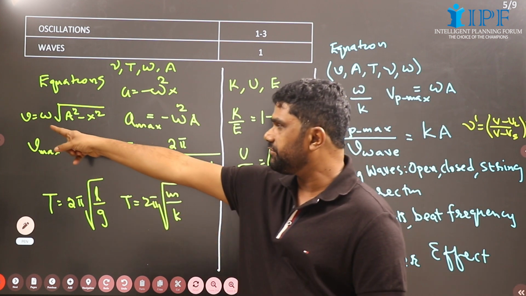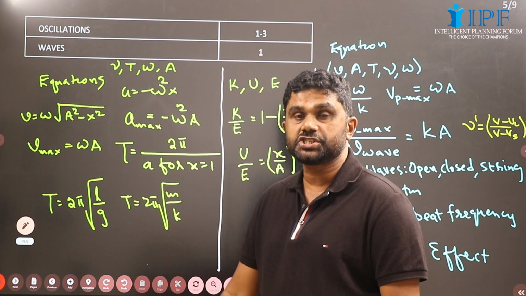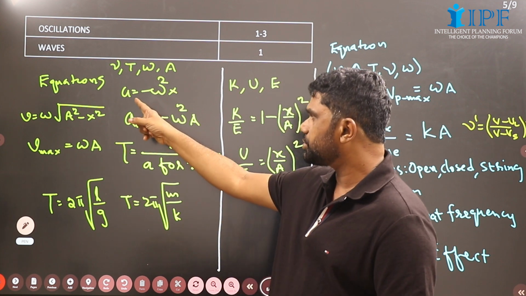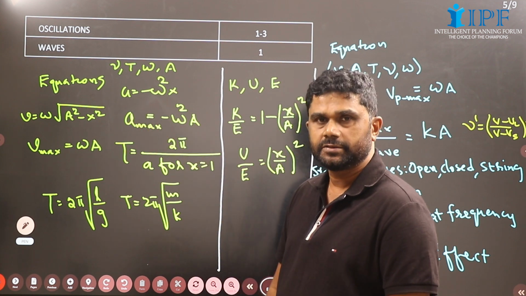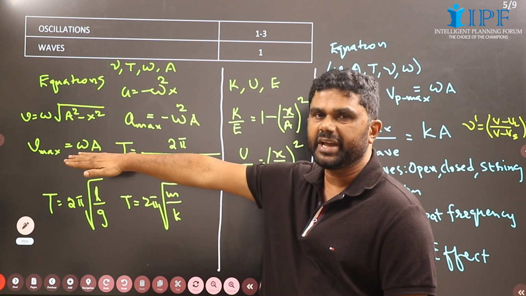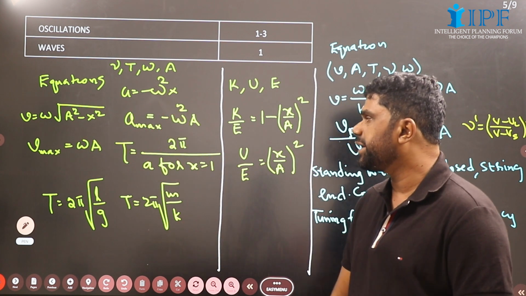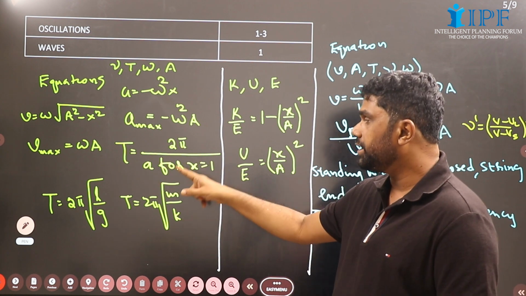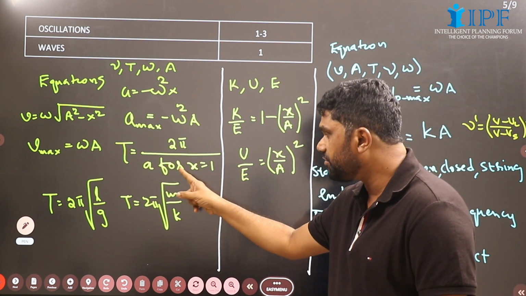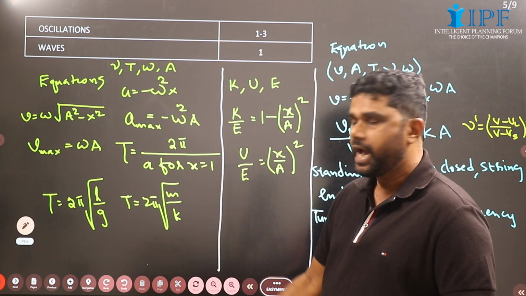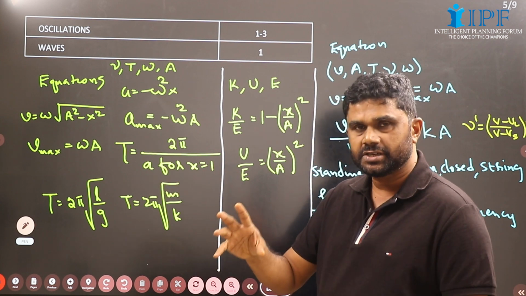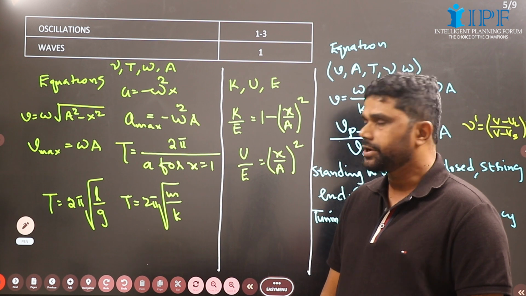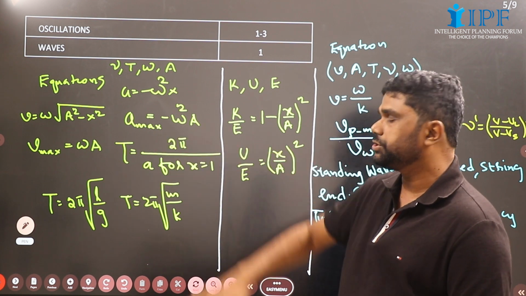This is the variation of velocity with the position or displacement. This is the variation of acceleration with the displacement. Then maximum velocity is omega a and maximum acceleration is omega square a. Then time period T equals 2 pi over the acceleration for unit displacement. Acceleration for x equal to 1 means displacement equal to 1. This formula you should know.